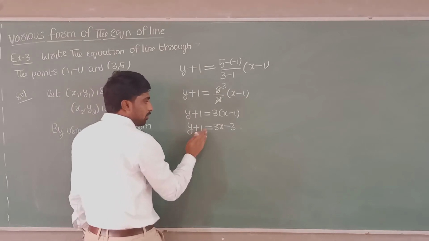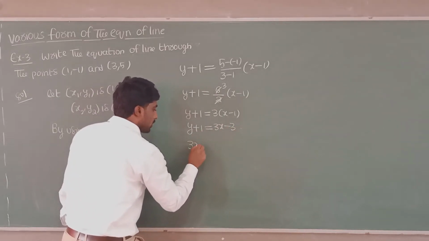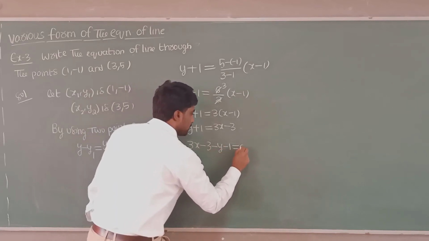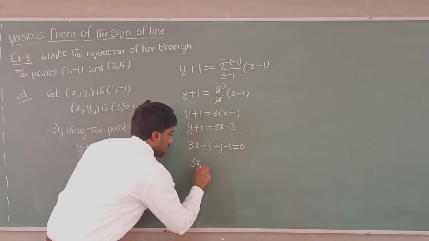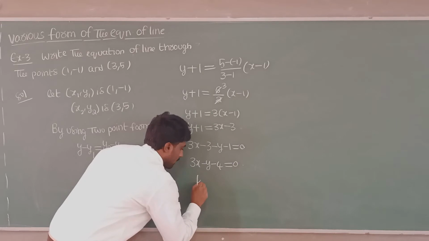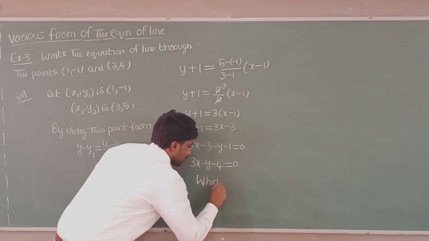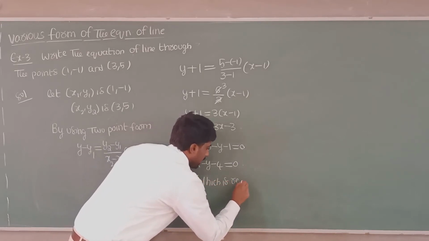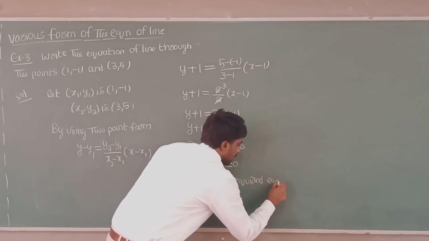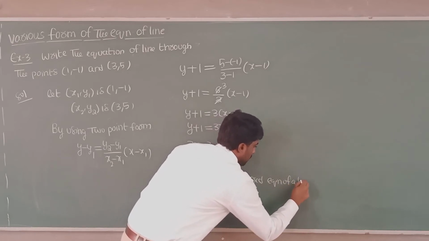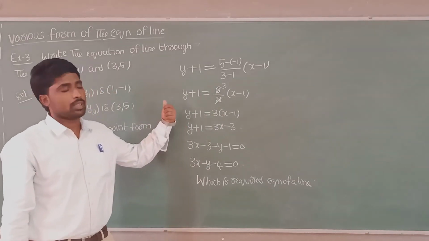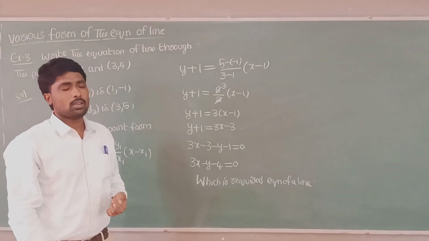Okay, so if I shift this entire term to that side, what will I get? 3x minus 3 minus y minus 1 equal to 0. So this one is 3x minus y minus 4 equal to 0, which is the required equation of a line. Is it clear everyone? So all of you note down this. It's a very easy problem, based on the formula only. So all of you note down this.